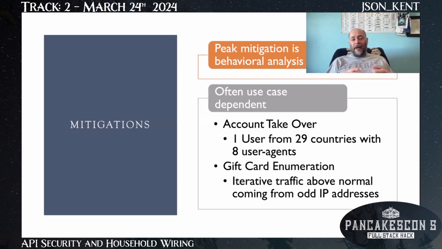So how do you mitigate all these risks? Well, peak mitigation is doing behavioral analysis, and I'll take account takeover as a really simple example, right? I've got this user who's shown up from 29 different countries using 8 different user agents, trying to log in. Well, that's an account takeover attempt. It's really not that hard to figure out. Once you read these words, it's not that hard to figure out.